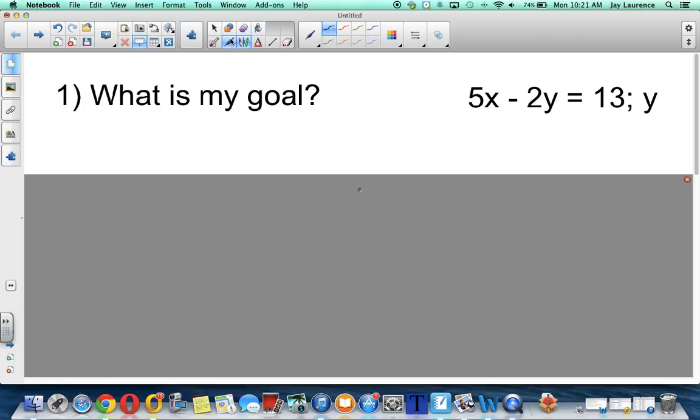Well, the first question I use, what is my goal? Okay, well, my goal is to get the variable alone. Okay, and I have a sample problem over here, and this semicolon y just means we're solving for the y. You know what sometimes I like to do? I like to circle the y. Yeah, I like to circle the thing I'm solving for. So in this case, it's to get the y alone.